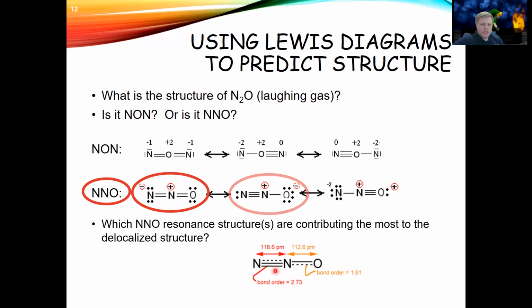And you might also notice now that the bond order here is not adding up to whole numbers. So if I take 1.61, add it to 2.73, that's not equaling 3 or 4, right? That's equaling 4.34. So now we're not even getting whole numbers. And the reason for that is because now even these lone pairs are kind of getting involved here.